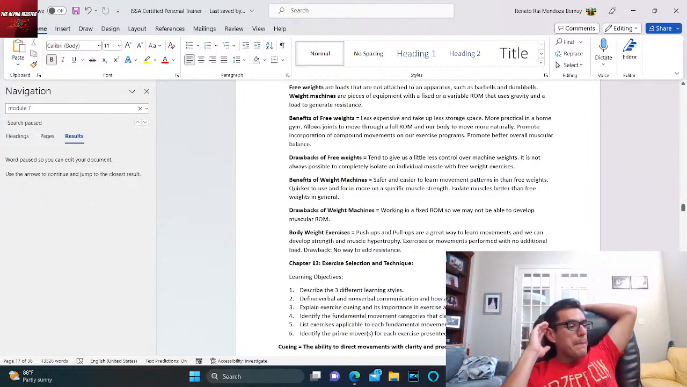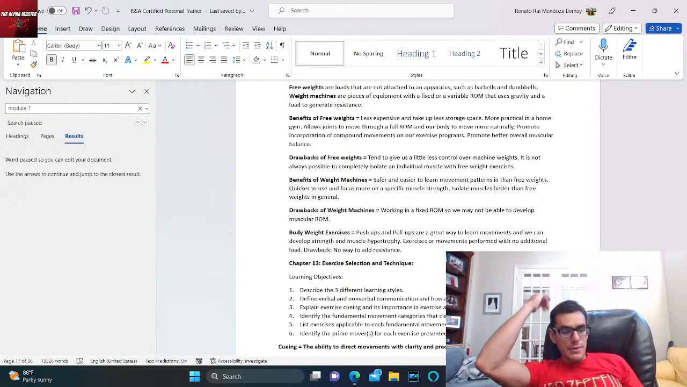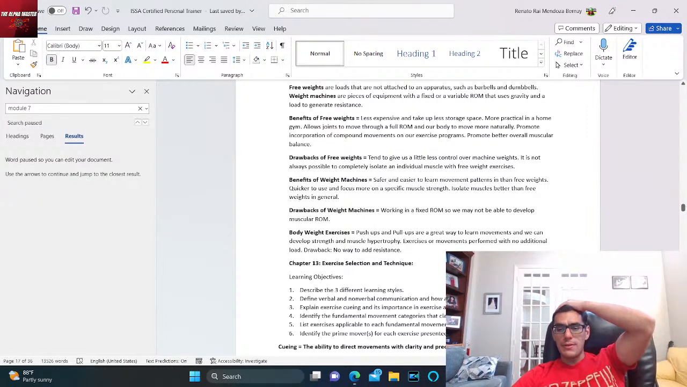Cueing is the ability to direct movements with clarity and precision. That's going to be cueing, and it's important in exercise and fitness.